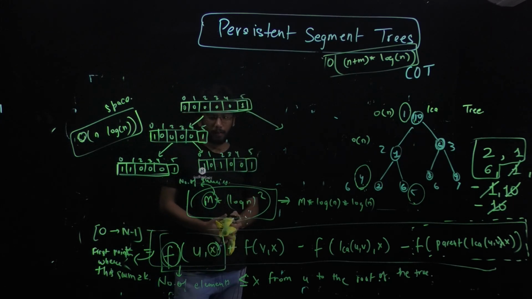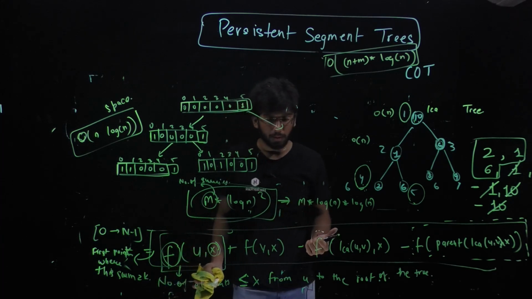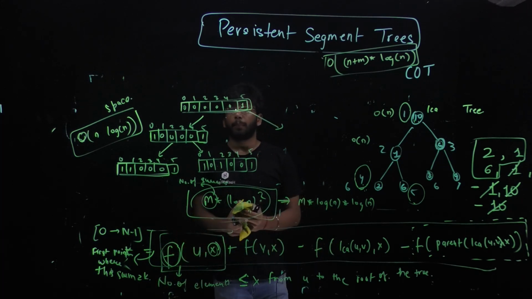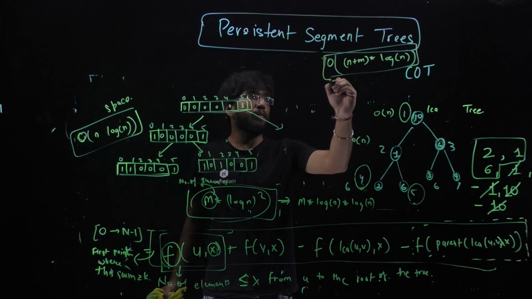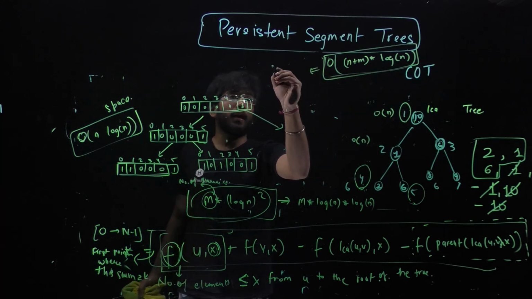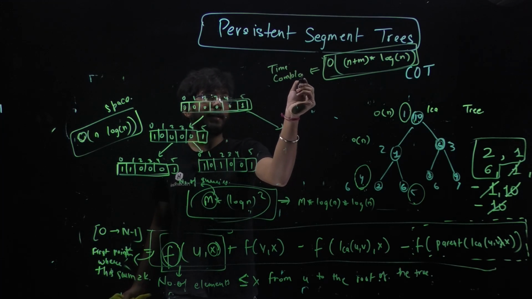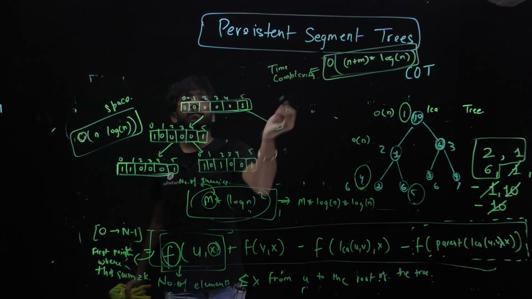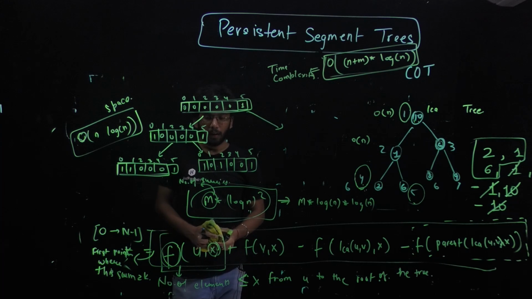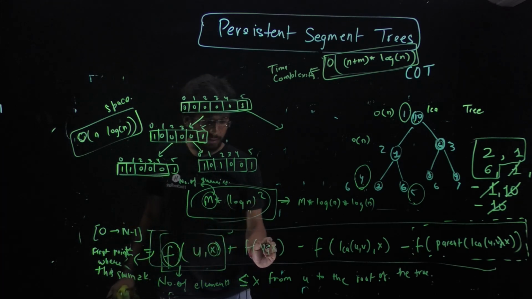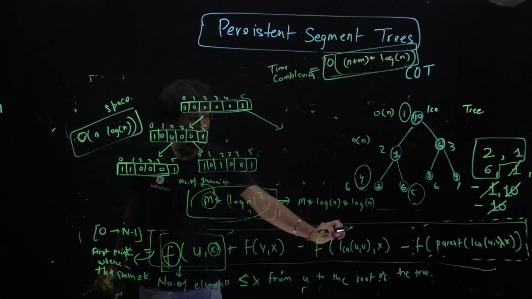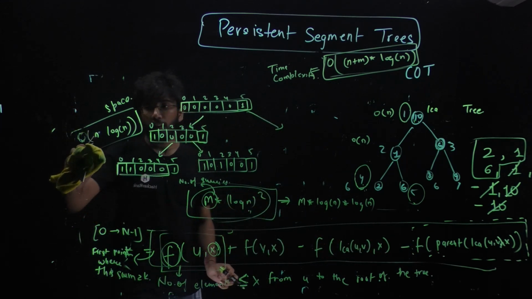Cool. N plus m log n is the time complexity for our solution. I'll write it again, is the time complexity. This is the desired complexity, and it is the complexity in which we can easily solve it. So actually these are 4 segment trees which we are referring over here.